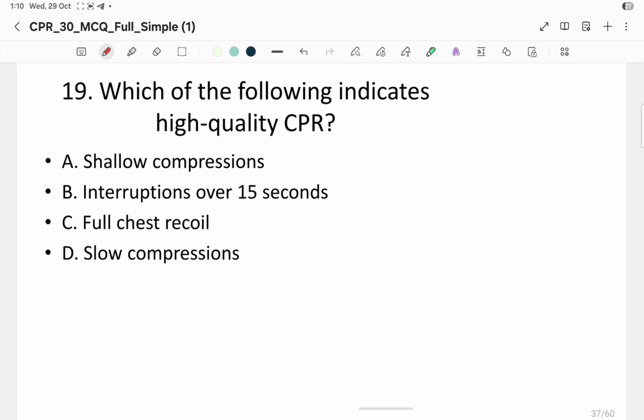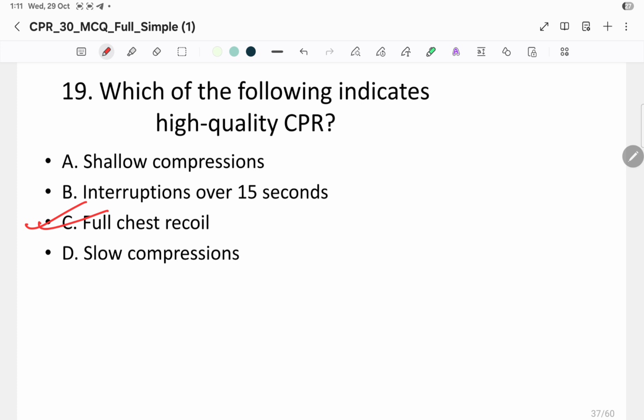Next, which of the following indicates high quality CPR? Option A, shallow compressions, B, interruption over 15 seconds, C, full chest recoil, D, slow compressions. We have already discussed the 5 components of high quality CPR. So here the correct answer will be option C, full chest recoil.